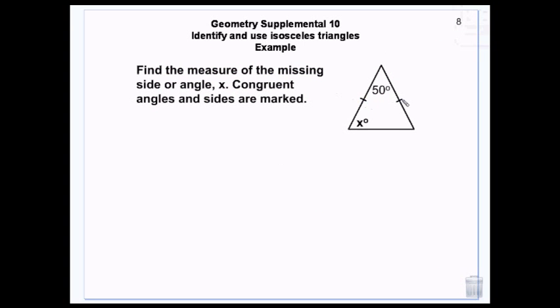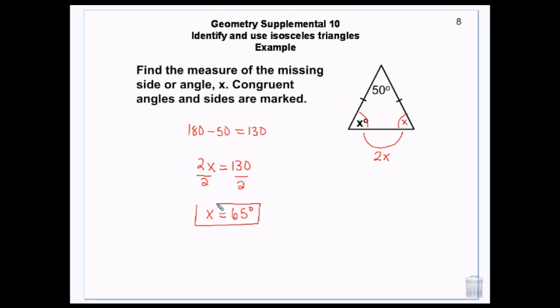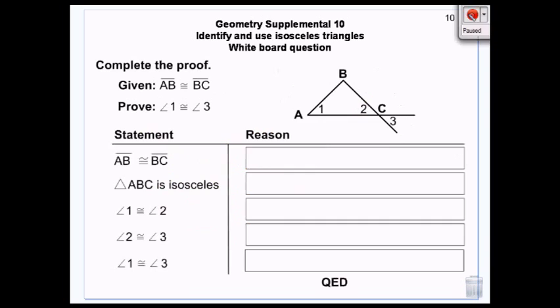If I know that these two legs are congruent, that tells me that these two angles are congruent. So if this is x, this is also x. And a triangle is 180. So if I take 180 and I subtract that 50, that's going to give me 130. There's two x's here. Well, 2x is going to equal 130. Divide that by 2, and x is 65 degrees.